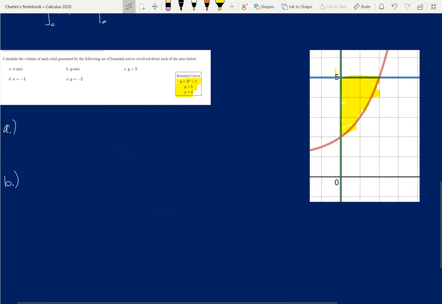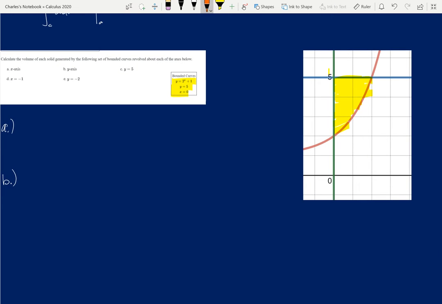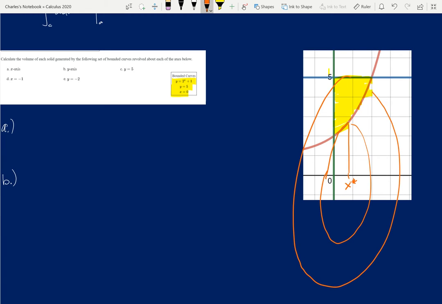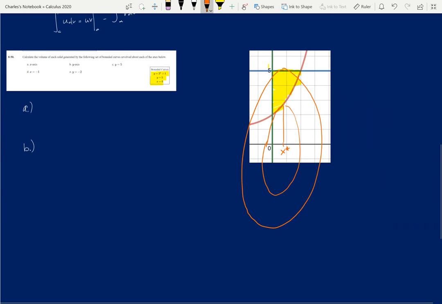The first one is revolving it around the x-axis. Okay, so notice what happens when I revolve this thing around the x-axis. The key to doing this is to picture what one of the cross sections will look like. If I look at that one x star right there, I'm going to get a cross section that looks like a washer or a donut.